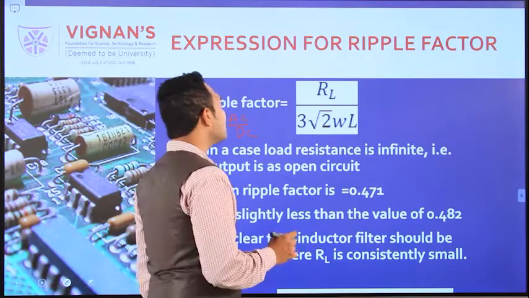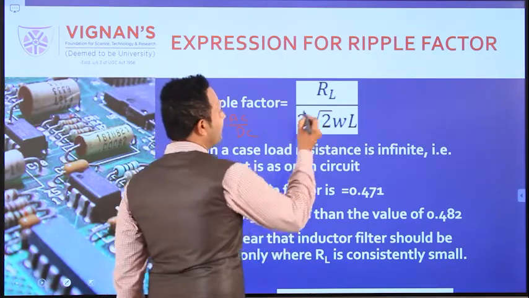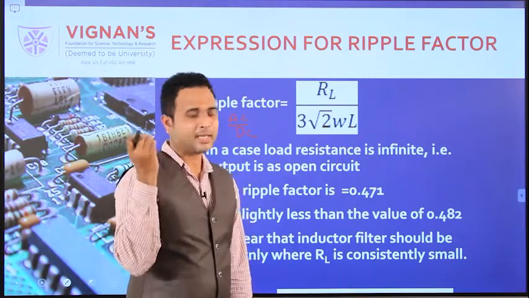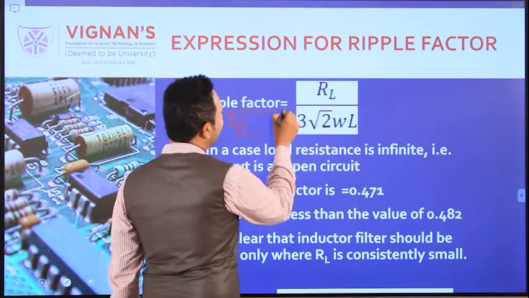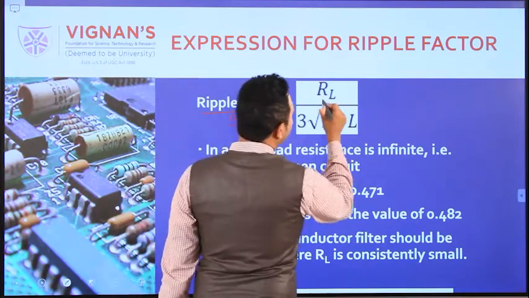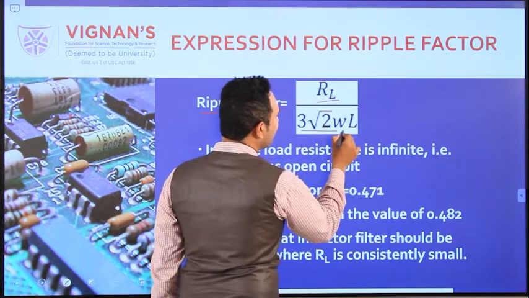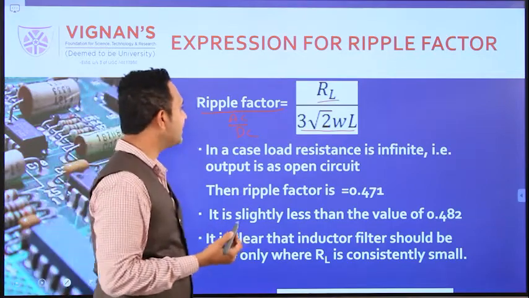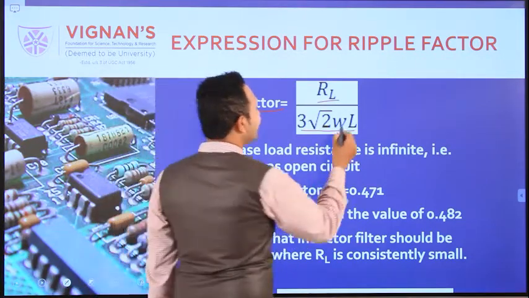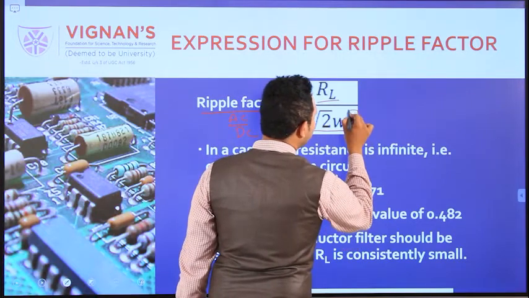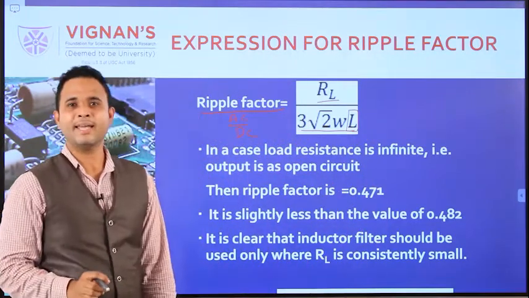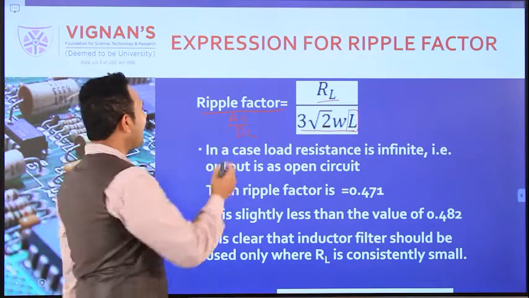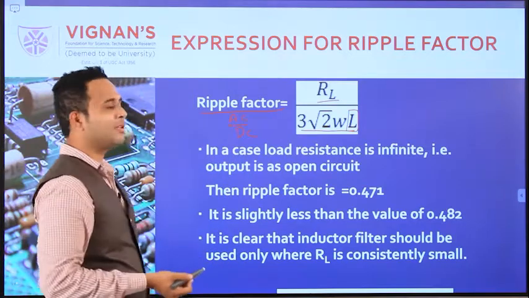Here is the general expression for the ripple factor. We can apply some basic analysis, and then we get the ripple factor for the inductor filter as RL divided by 3 root 2 omega L. Here L stands for the inductance. When we increase the inductance value, our ripple factor goes on reducing.